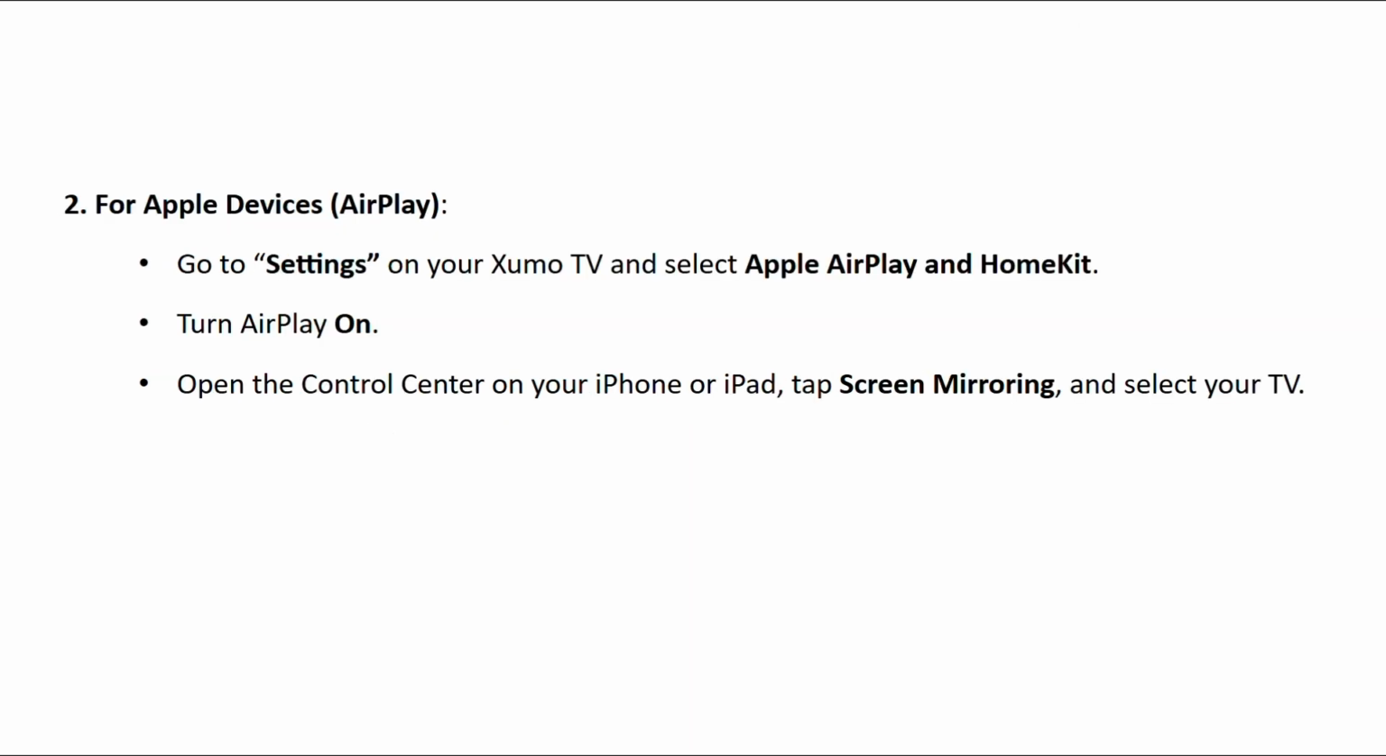For Apple devices, AirPlay: go to Settings on your Xumo TV and select Apple AirPlay and HomeKit. Turn AirPlay on. Now open the control center on your iPhone or iPad, tap Screen Mirroring, and select your TV.